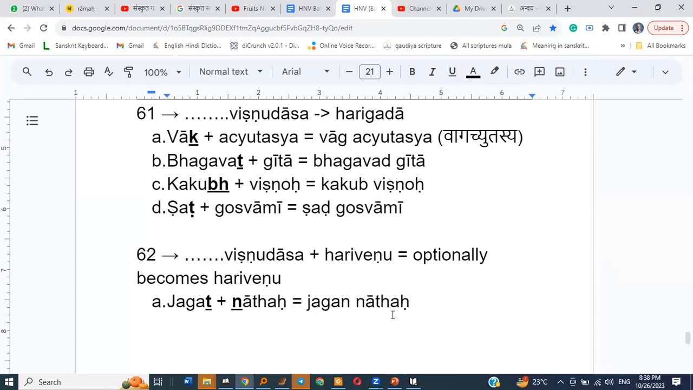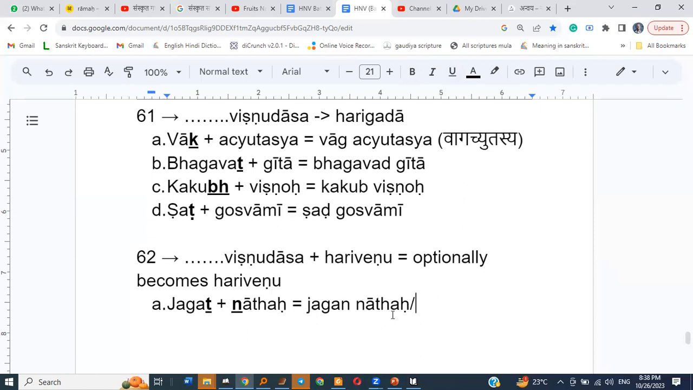And optionally, Ta will become Harigada, as in the previous. So Ta will become Da. So Jagad Natha. Both the forms are right. Both the sandhis are correct. Jagannatha or Jagadnatha.